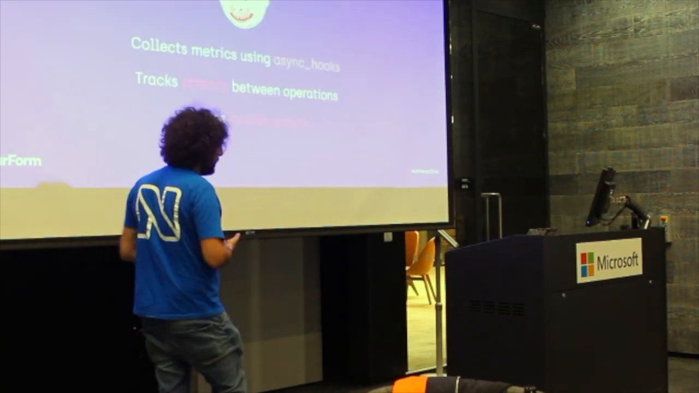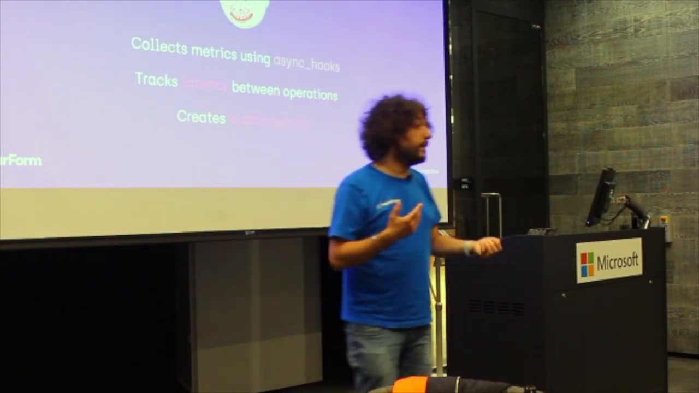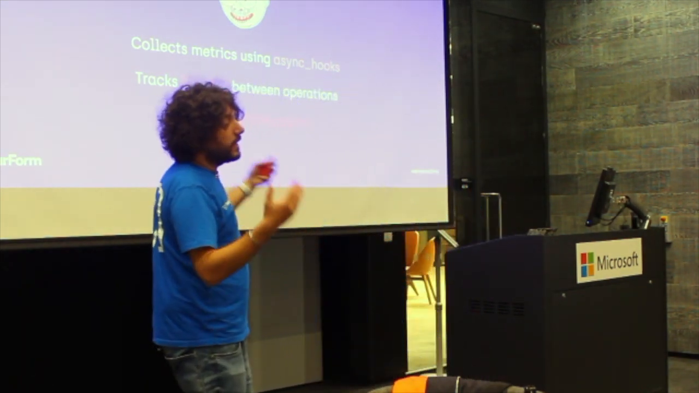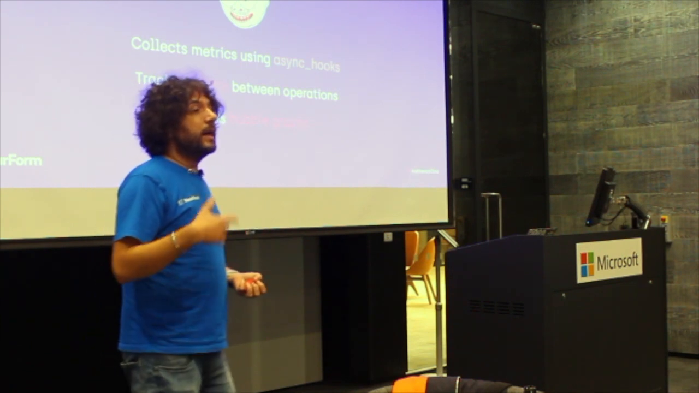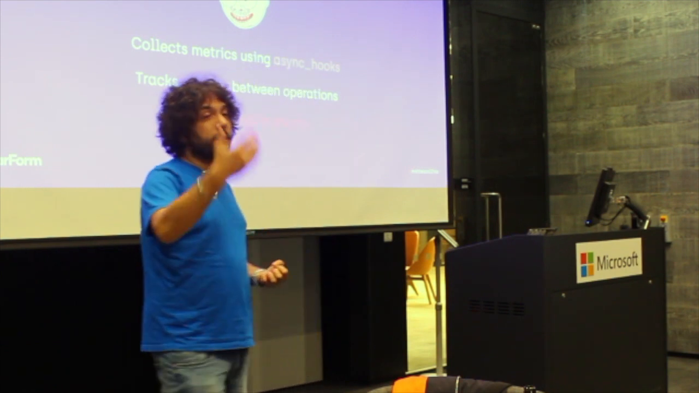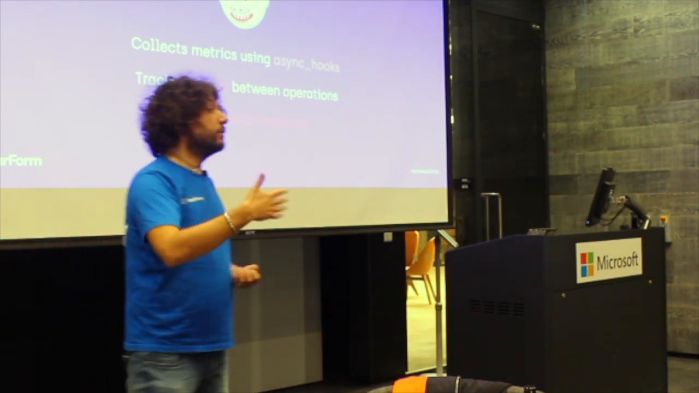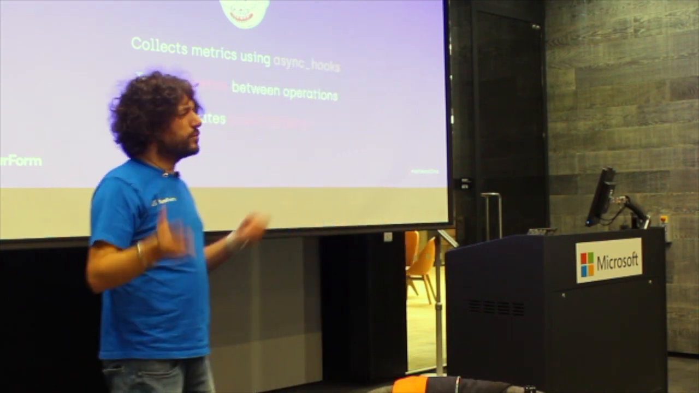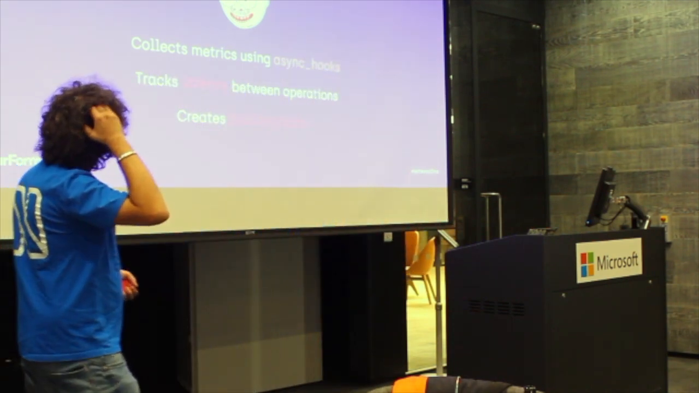And this is the new thing that we launched in July, which is called Bubbleprof. It collects metrics by using async hooks. I don't know if you've ever heard about async hooks. It's a new diagnostic feature in Node, usable from Node 8.5, something like that.